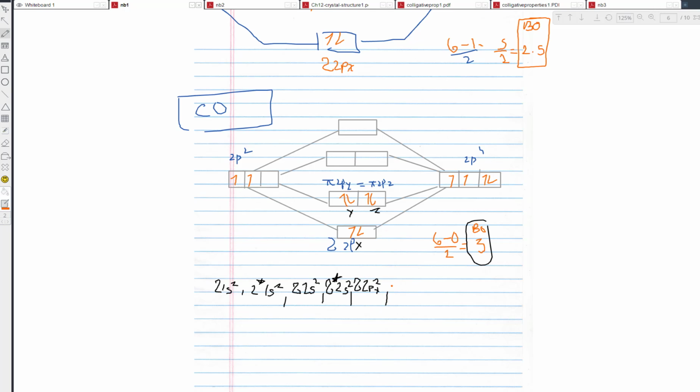And for the other one, depending on your book, because they are equal, you can write pi 2py equal to pi 2pz. You can write them separately, or you can write total 4 here. Or you can write 2, 2 on both of them. Look at the pattern your book is using.